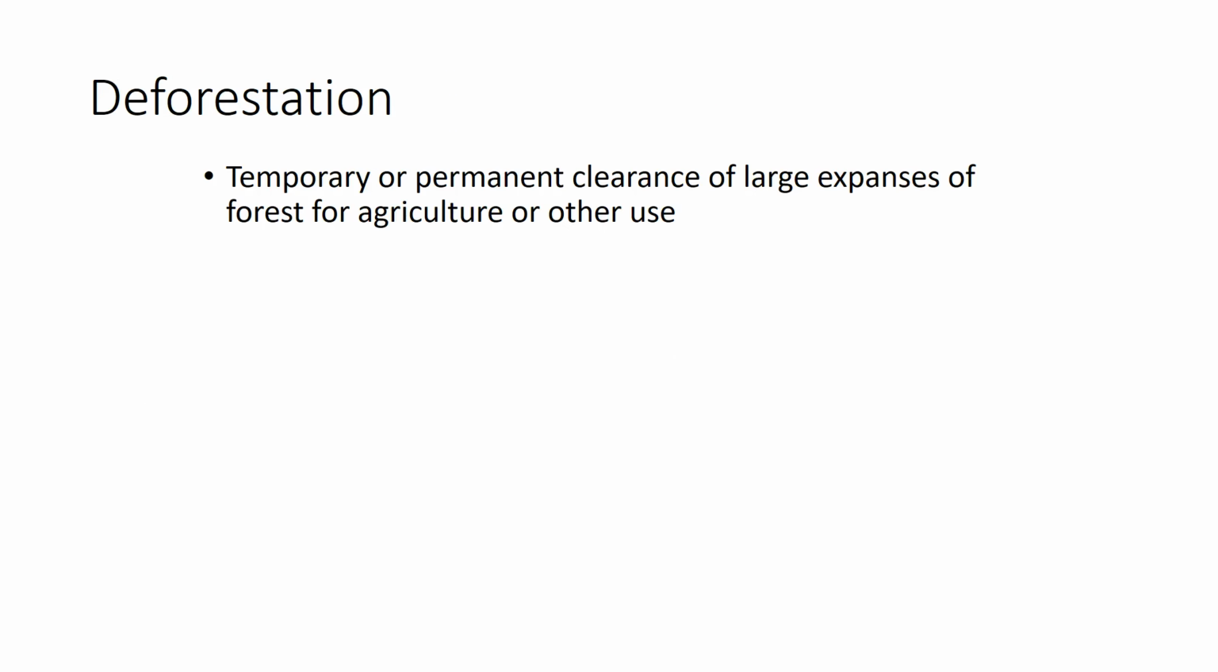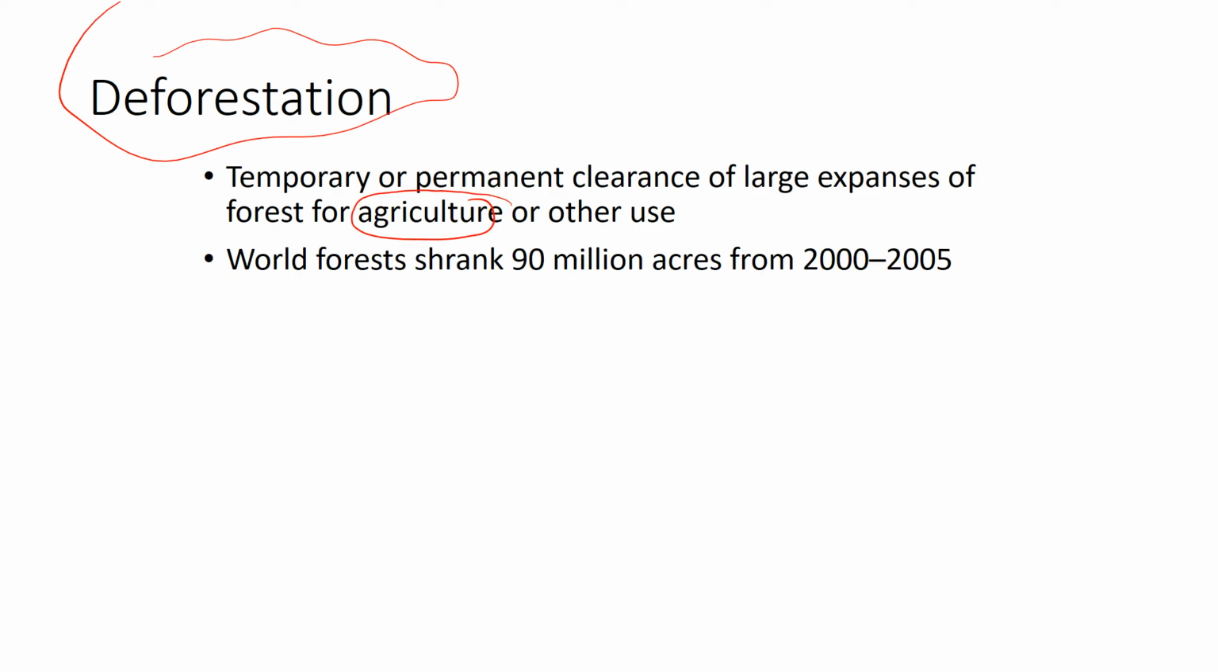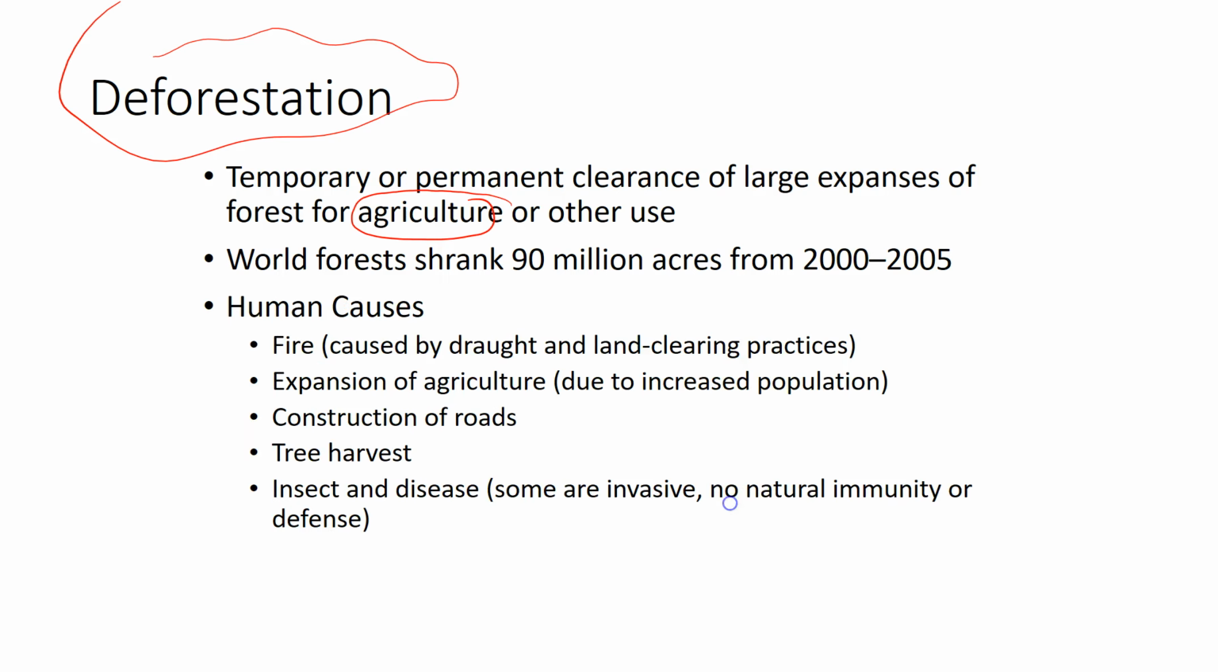So deforestation. The textbook definition of deforestation is a temporary or permanent clearance of large expanses of forest. The most common reason we are clearing forests, though, is actually for agriculture, not just for forest products. Now, between 2000 and 2005, world forests shrank by over 90 million acres. And some of the human causes for deforestation, fire.